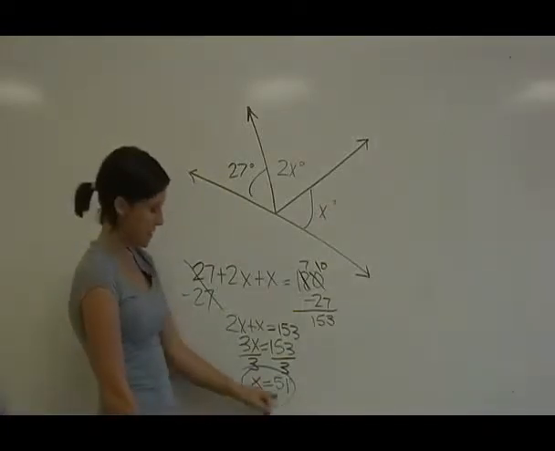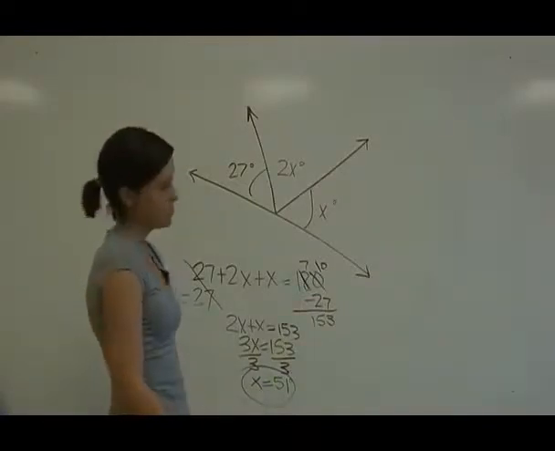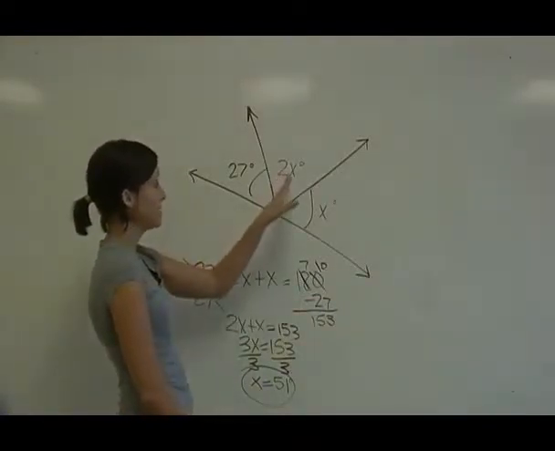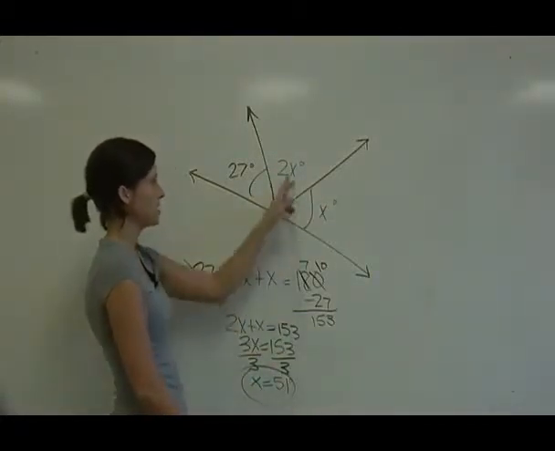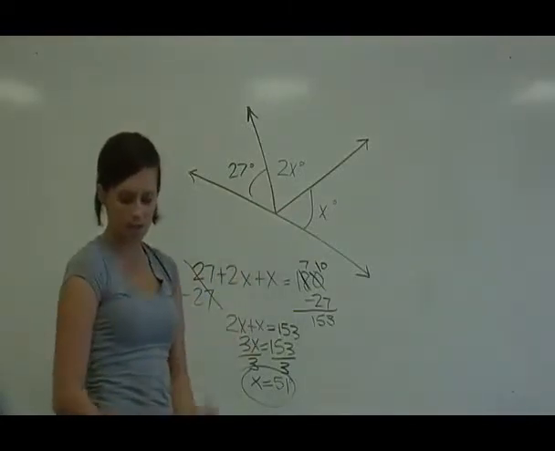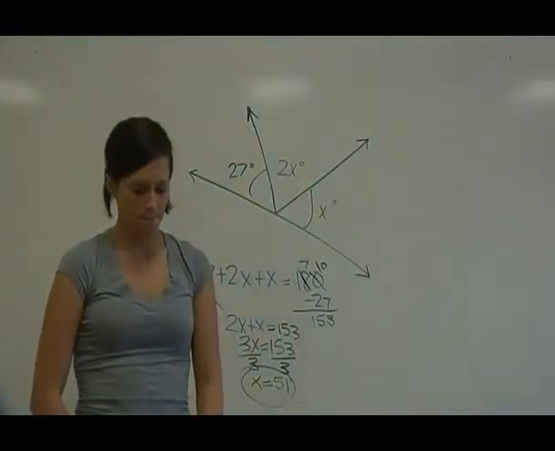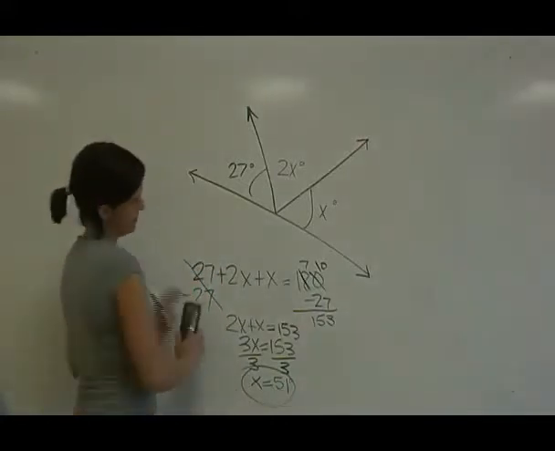Now, keeping this in mind, we have x equals 51. Number 3 only asks you to determine x, but if you were to be asked to determine this angle here, you would just plug in your 51 degrees and multiply it times 2, and that would give you your answer. So just keep that in mind when you're working the problems. Let's move on to number 7, under perpendicular lines.